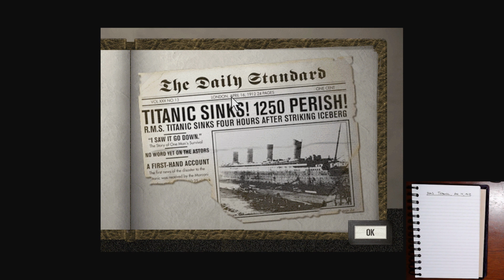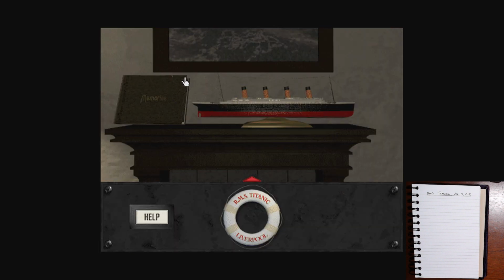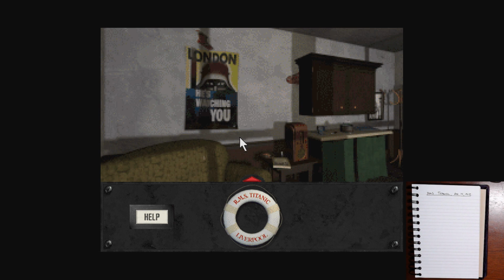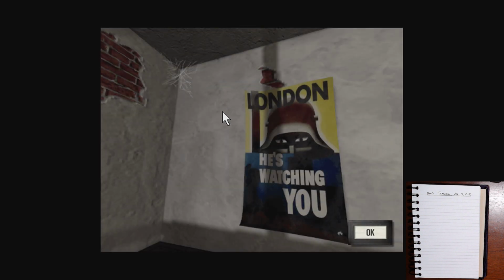April 16th, 1912. So the 14th was the night of the incident. It sank in the wee hours, I guess, of the 15th, and then was reported on the 16th. So this newspaper documents that. And the few survivors, I think there was over 2,000 people on board the Titanic, and 1,250 perished. So not a very uplifting story, I guess. But why do I have this giant model of it on my couch here?